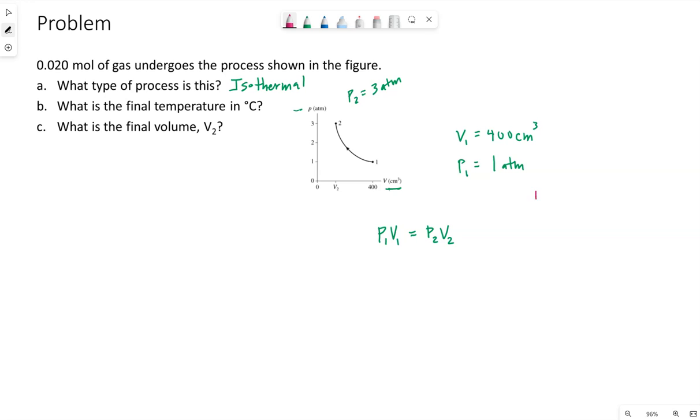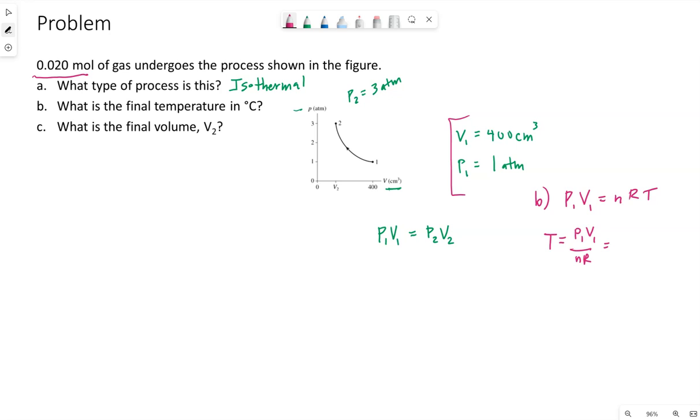So for part B, since I know V1 and P1 and the number of moles, I'm just going to use the ideal gas law for point 1, because the temperature is the same the whole time. T1 and T2 will be the same. So our temperature will be P1 V1 over NR.